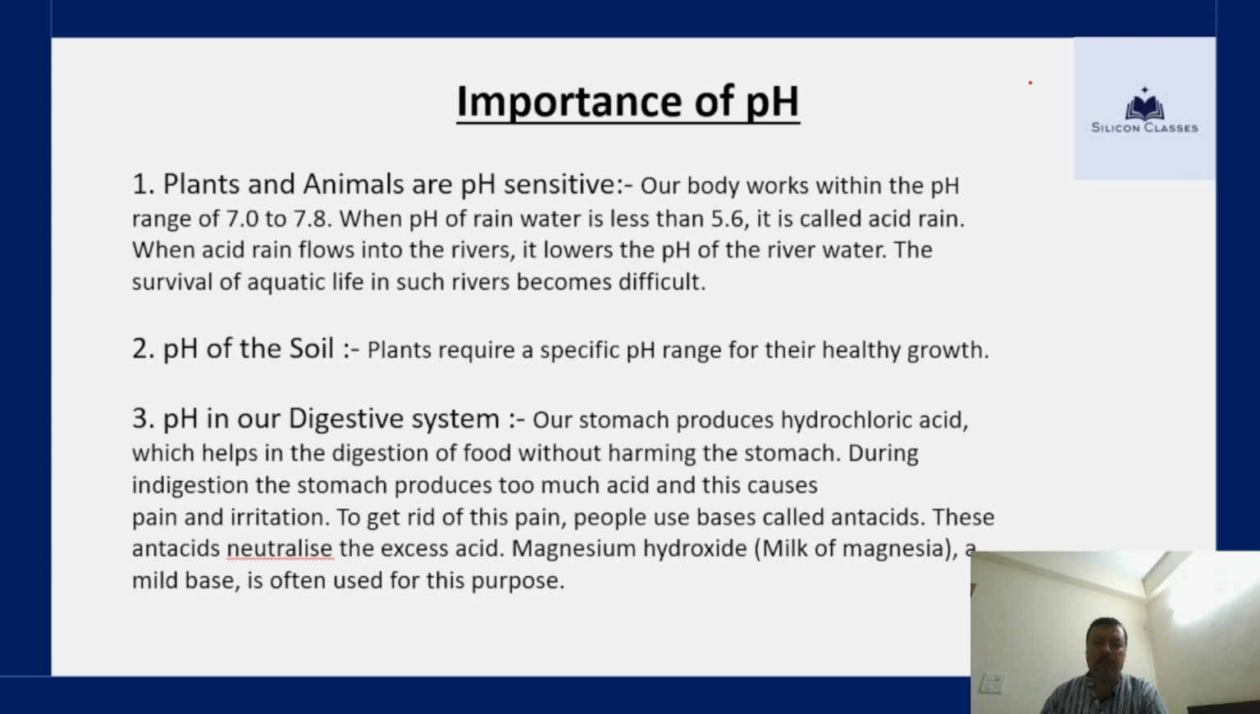Our stomach produces hydrochloric acid, which helps in the digestion of food without harming the food. During indigestion, the stomach produces too much acid, and this causes pain and irritation. To get rid of this pain, people use bases called antacids. These antacids neutralize the excess acid. Magnesium hydroxide, that is milk of magnesia, a mild base, is often used for this purpose.